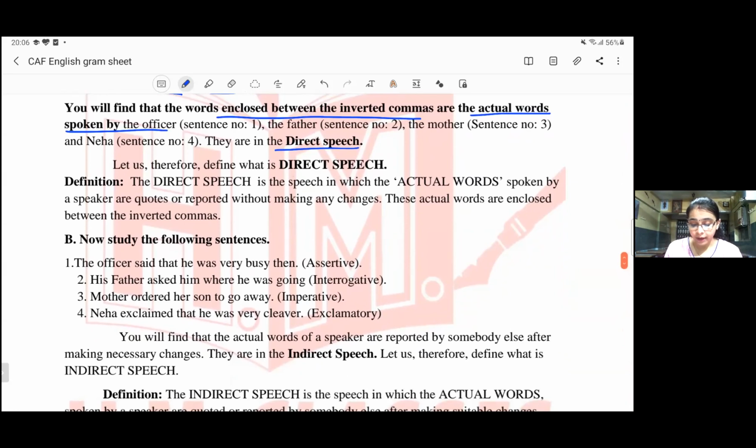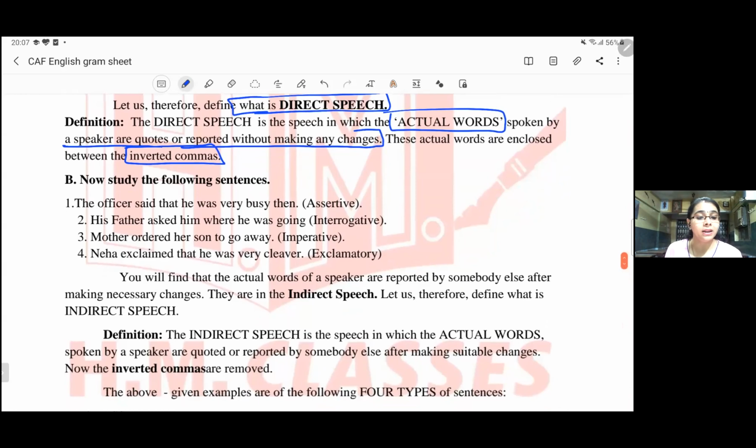Let us therefore define what is direct speech. Direct speech is the speech in which actual words spoken by a speaker are quoted or reported without making any changes. Here there are no changes. The actual words are spoken between inverted commas. Now study the following sentences. This we have studied: direct speech.